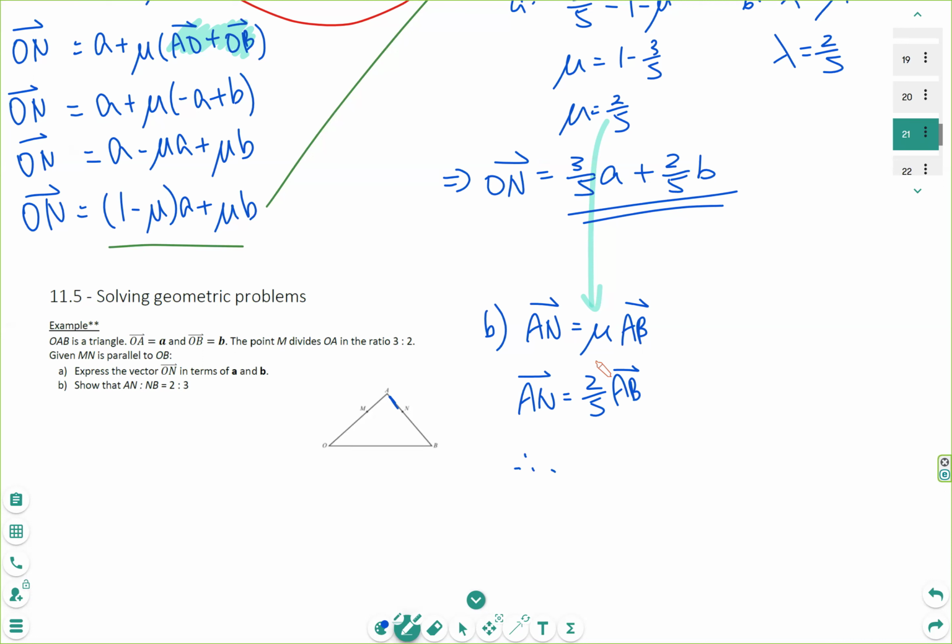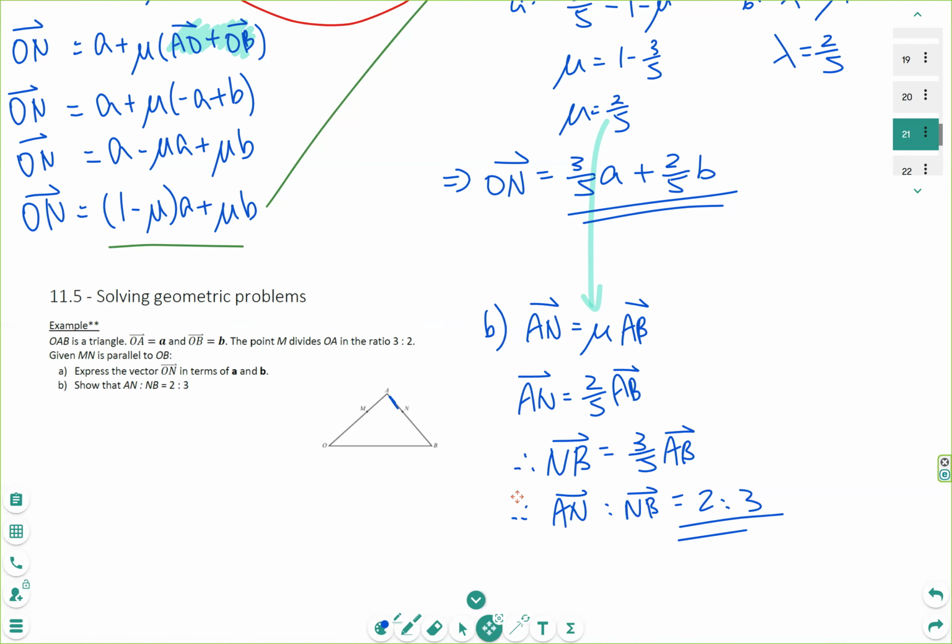So therefore NB is 3/5 of AB. Now, if it takes you time to reread the whole thing, do it. Play it again, step by step, and try to learn each step. What am I doing? Okay. Because AN is 2/5 of AB, therefore NB is three parts. And therefore AN to NB is 2 to 3.